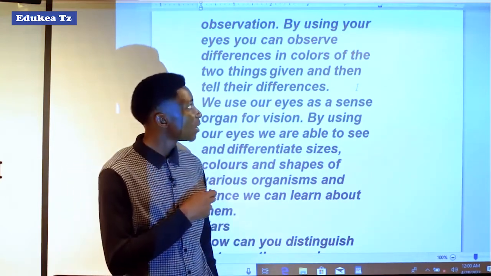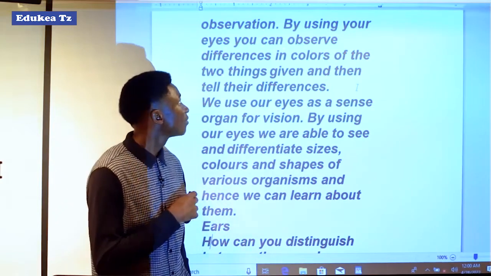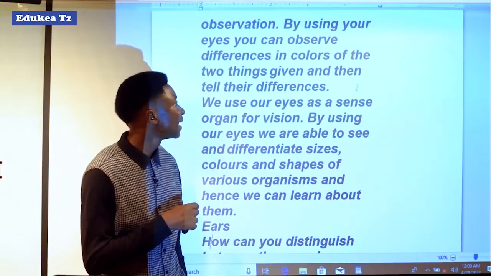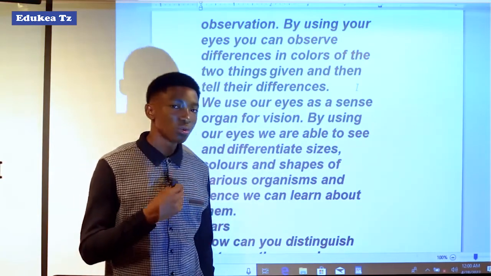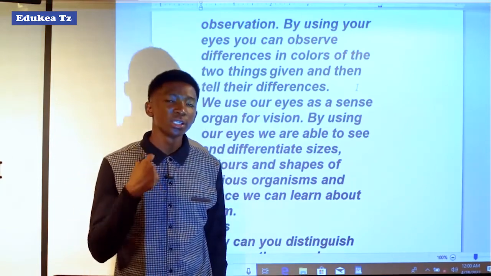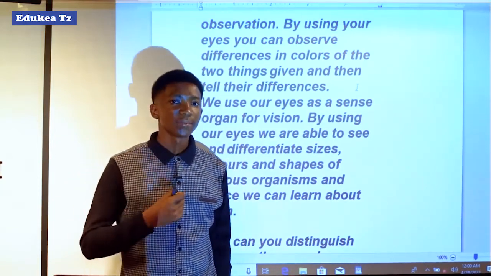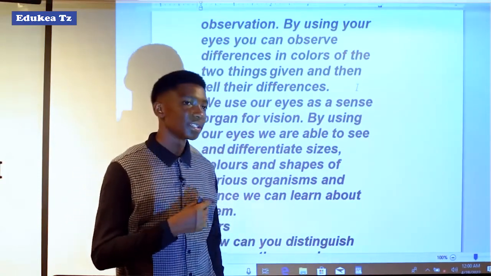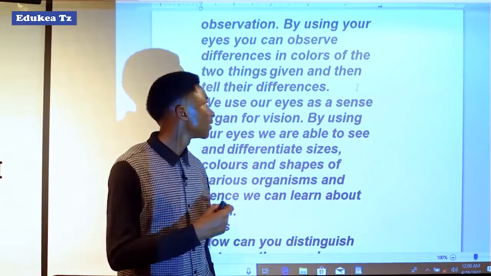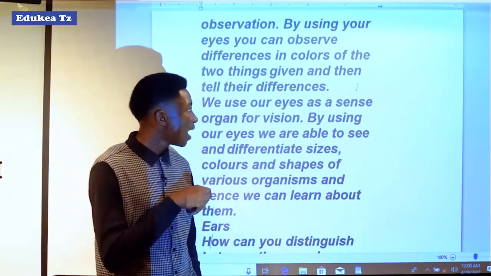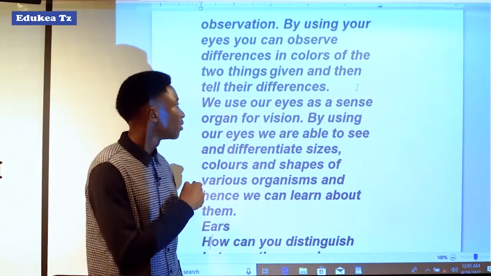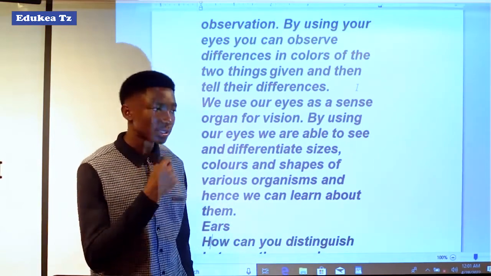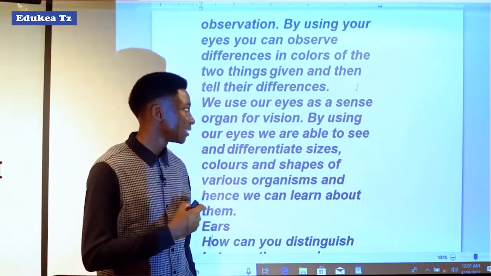The point is, by using your eyes, you can observe differences in colors of the two things given, and then tell the differences. By using your sense organ, the eye, whose function is to bring vision, you can differentiate many things by their similarities and differences. We use our eyes as a sense organ for vision, to see light, or to see various things.